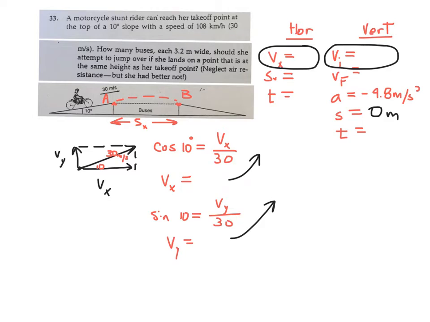Day 28, Honors Physics, Projectiles, problem number 33, Motorcycle Jumper. The diagram I have here, you should draw this diagram or just copy it. Once again, I've delineated my points A and B. A is going to be the edge of the ramp when they first jump off.